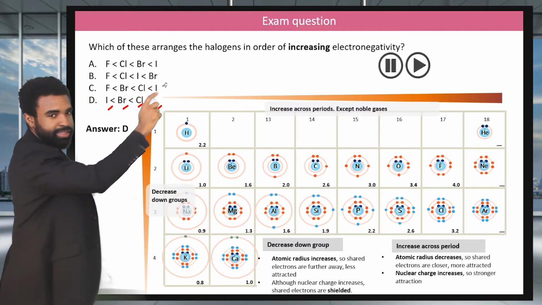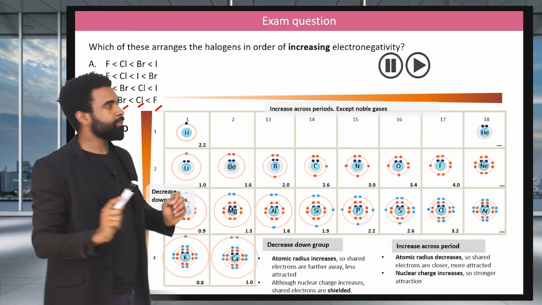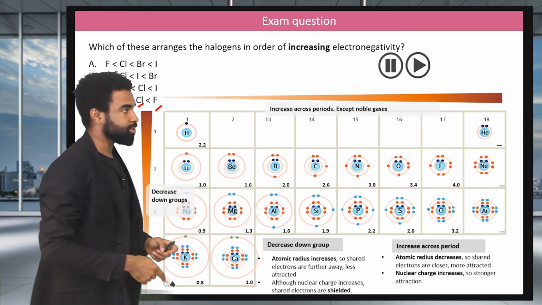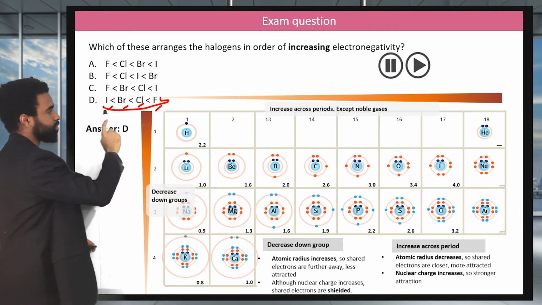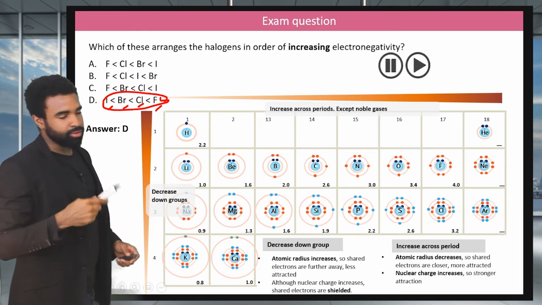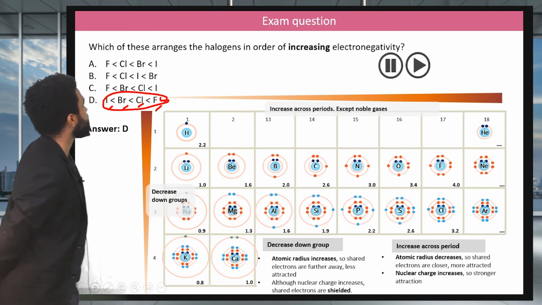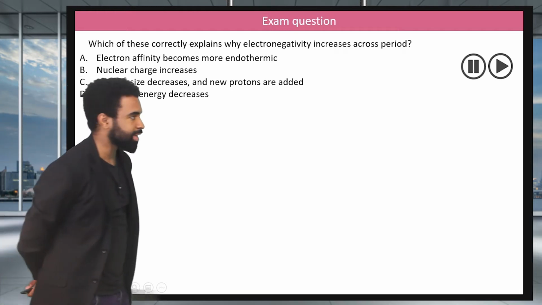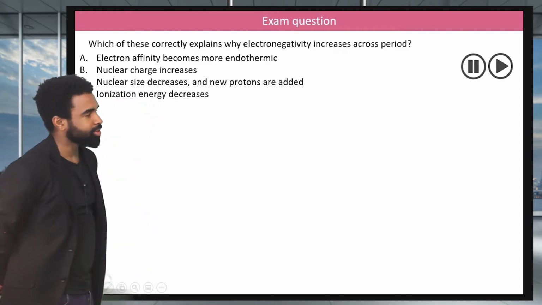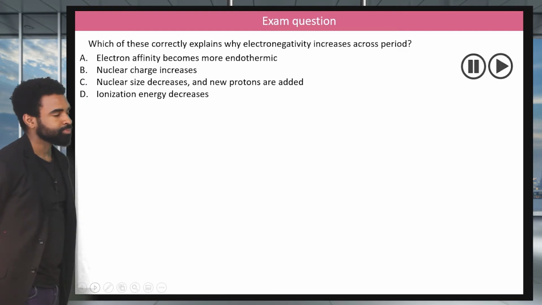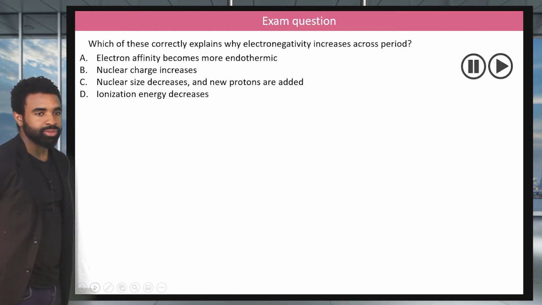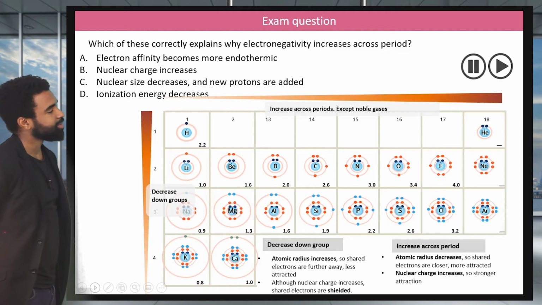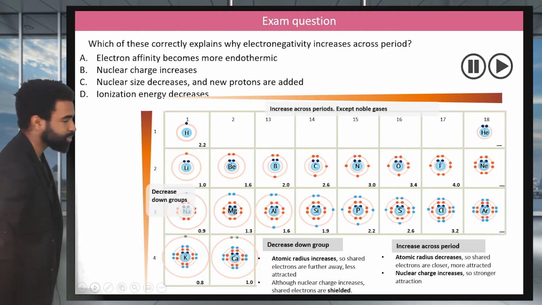Now, of course, electronegativity values are in your data booklet, as are many of these. So if they ask you this, and if you've forgotten the trend, you can just go in there and refresh your memory. Here's another one. Which of these correctly explains why electronegativity increases across a period? As always, pause the video, read through the options. In 2 seconds, I show a clue. If you need to, pause. In 2 seconds, I reveal the answer.